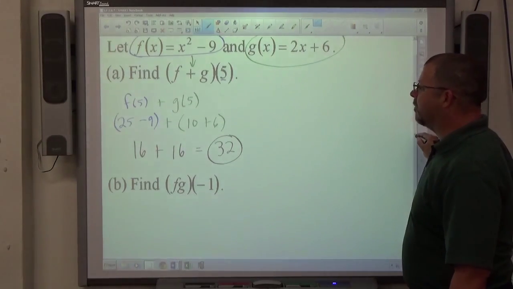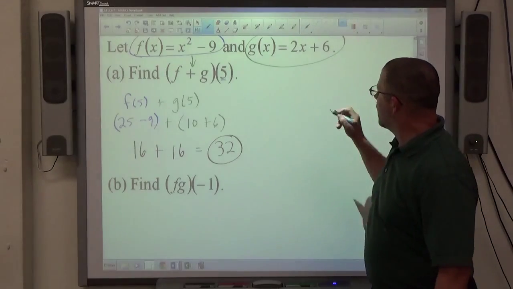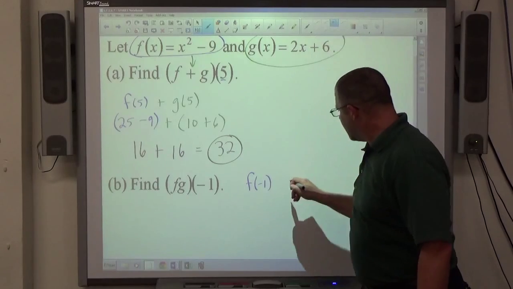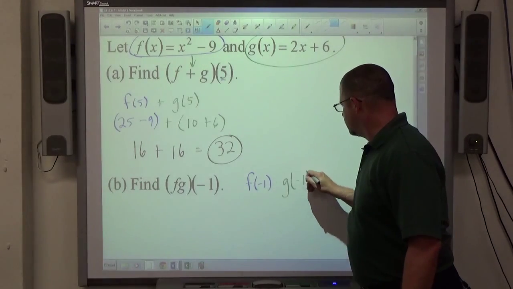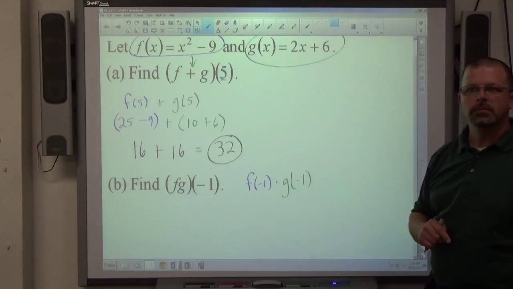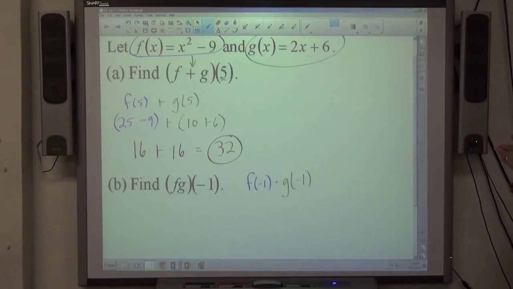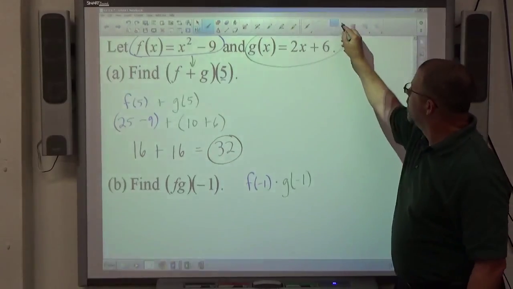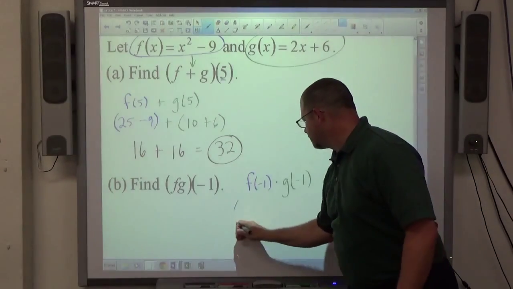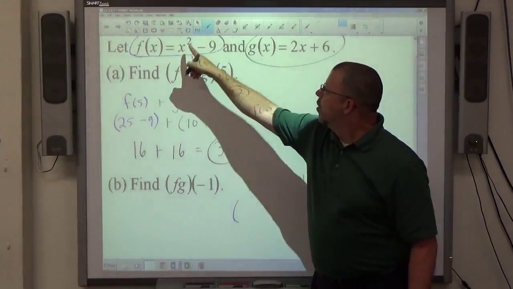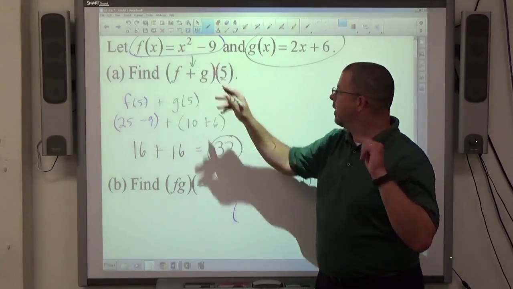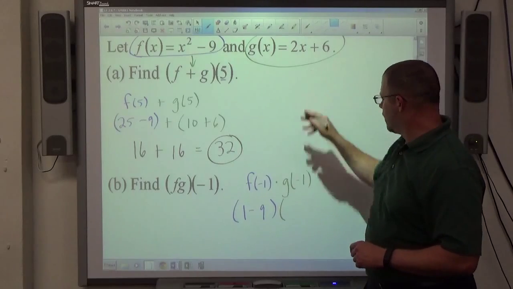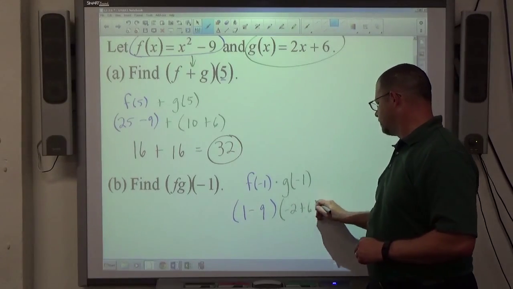Next problem, we have f times g of negative 1. So that means f of negative 1 times g of negative 1. Same deal. We're multiplying f of negative 1 and g of negative 1 together, because that's what it's telling us to do. F times g. So f of negative 1: what's negative 1 squared? 1. So 1 minus 9. And then for g of negative 1, 2 times negative 1 is negative 2, plus 6.